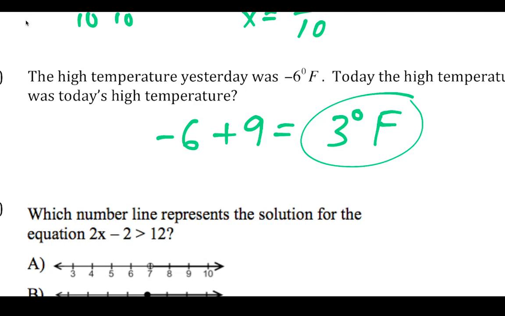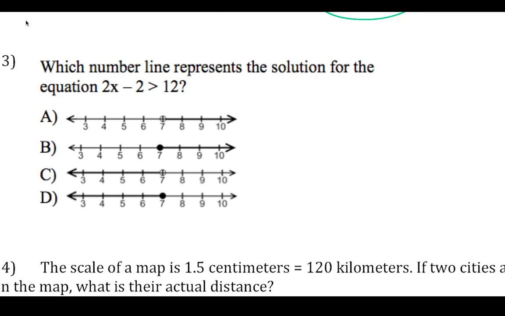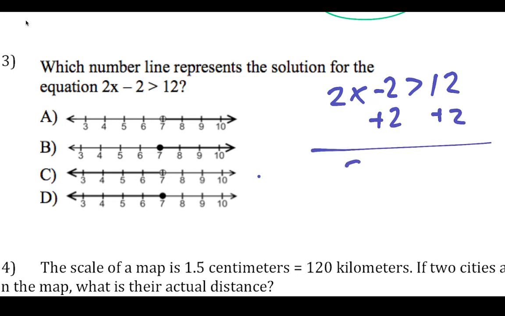Which number line represents the solution for the inequality 2x minus 2 is greater than 12? Well, before I can graph it, I need to solve that. So here we go, 2x minus 2 greater than 12. Adding 2, the inverse operation, 2x is greater than 14. Divide by 2. X is greater than 7.